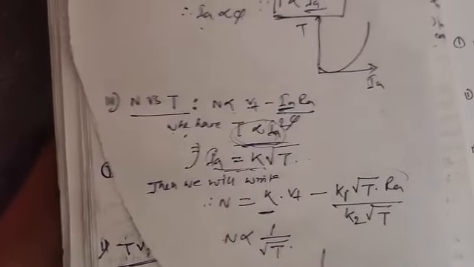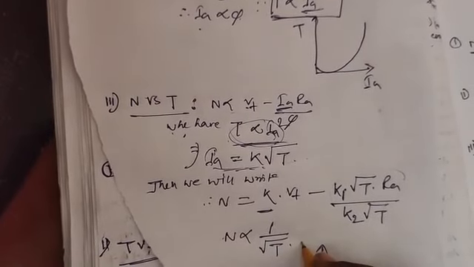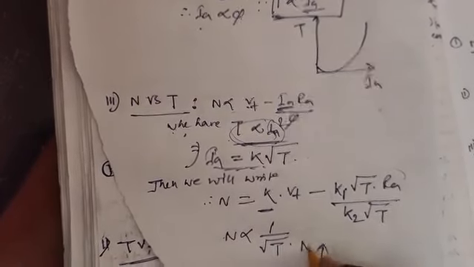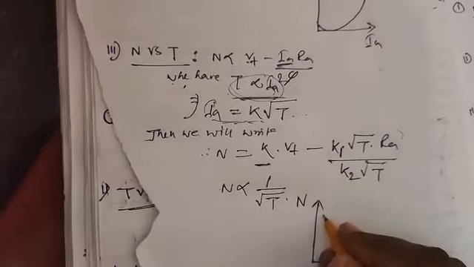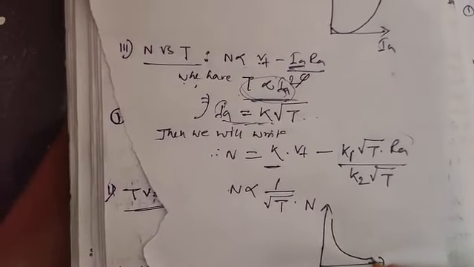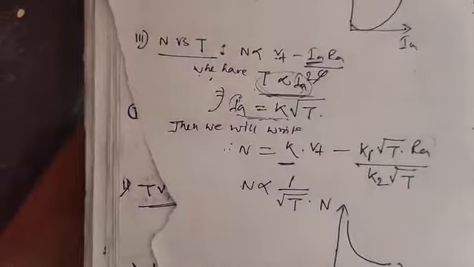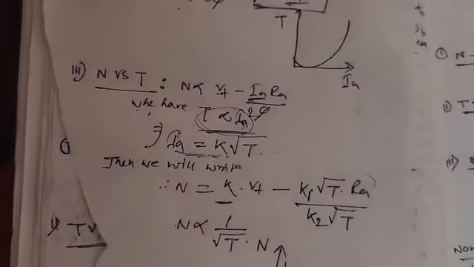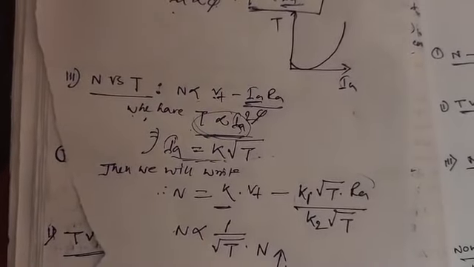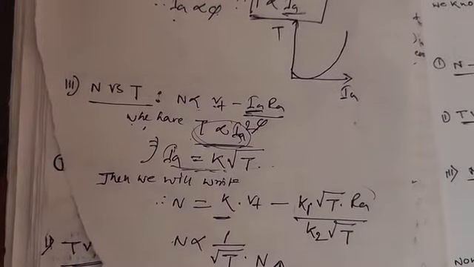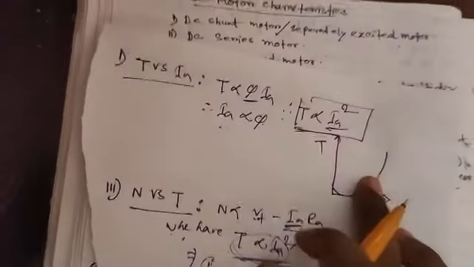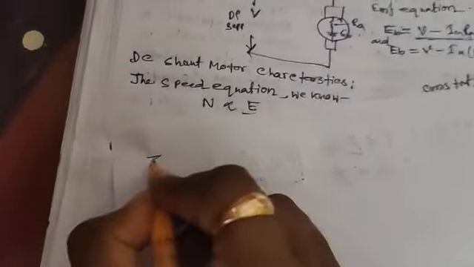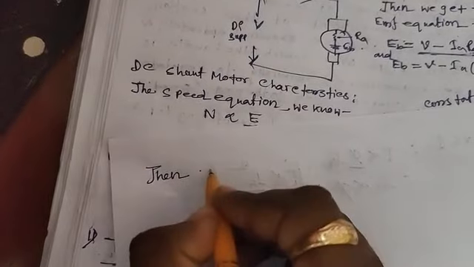The curve, with torque on the x-axis and speed on the y-axis, for the speed versus torque equation is this. This is the series DC motor speed versus torque, and this is the torque versus armature current characteristics.